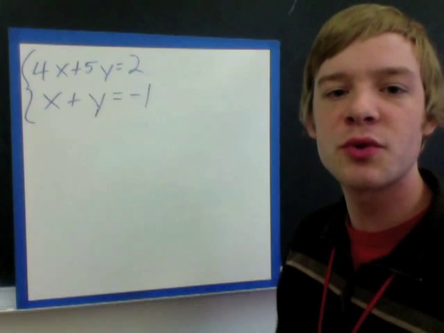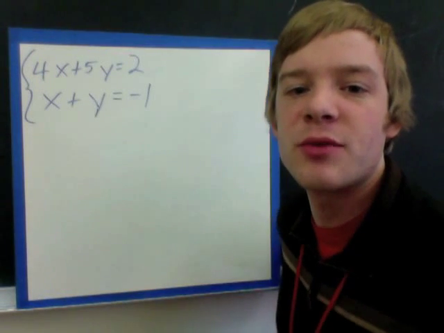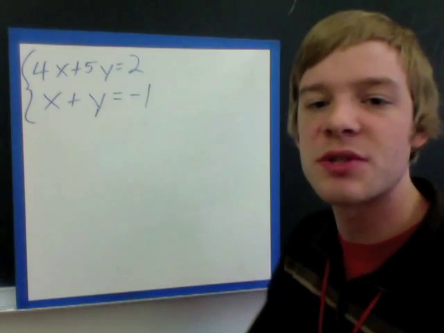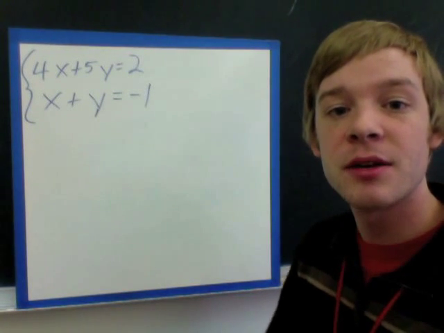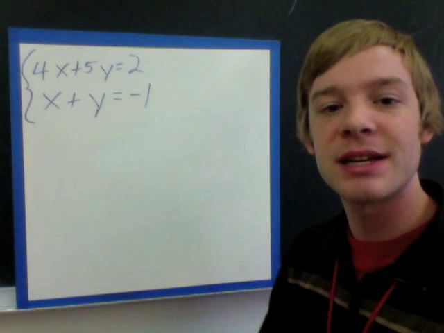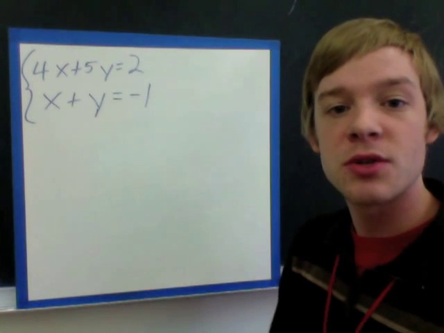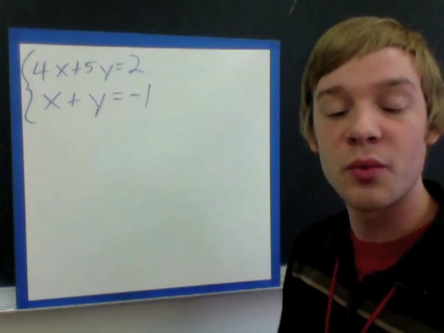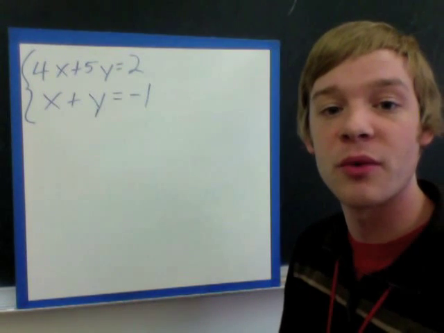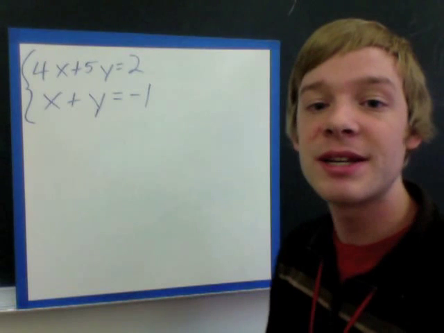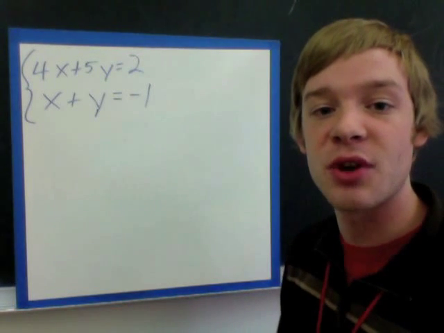Alright, here we've got our two equations. We've got 4x plus 5y equals 2 and x plus y equals negative 1. So what we're doing here is we are going to be taking one of our equations and plugging it into the other equation. The way that we want to do this is we get to pick. We've got a lot of options here on what we solve for and where we plug in, but we need to take one of our equations and solve for a variable.